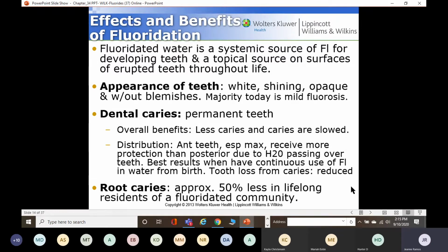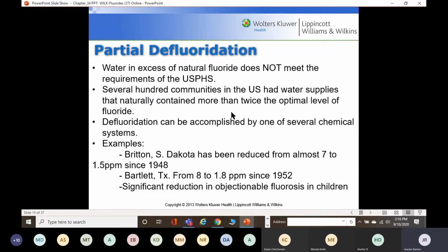Root caries have been shown in lifelong residents in a fluoridated community, and so they will always compare when they're doing these studies, a community where no one of the same types and ages, etc., had any fluoride. So they were able to check that.